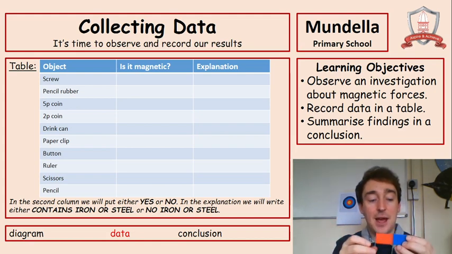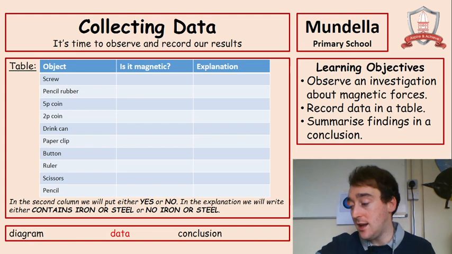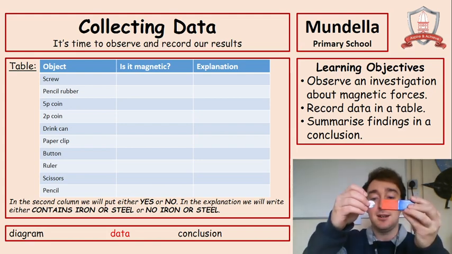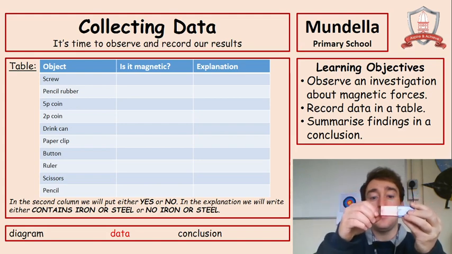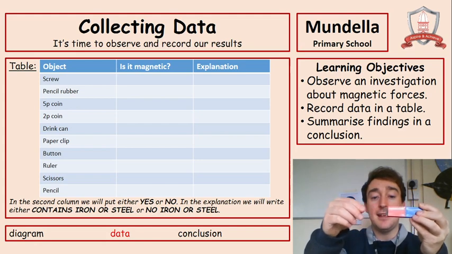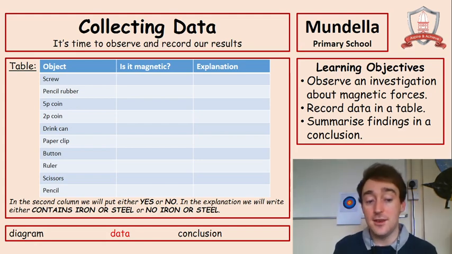Okay. Paper clip. Let's see. Yes, the paper clip is magnetic. Contains iron or steel. Button. Now this depends really, because buttons can be made out of different things. You can find a plastic button, or you can find a button which might have iron or steel. Let's see if I found one. Wow, yes, I definitely did. So button, yes, it is magnetic, contains iron or steel.